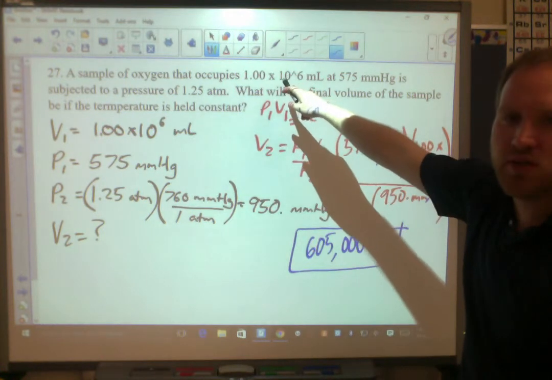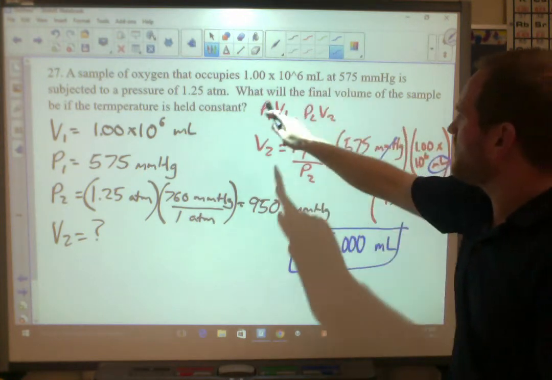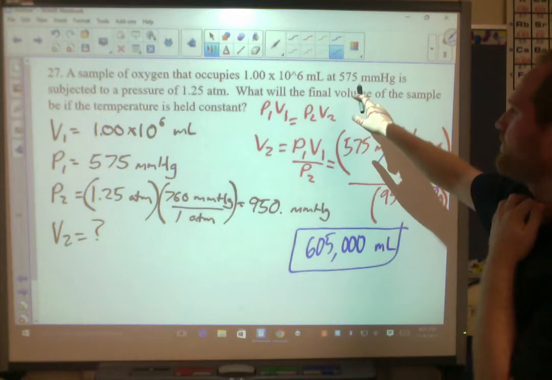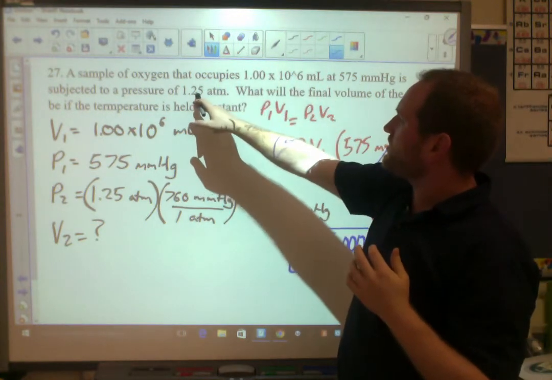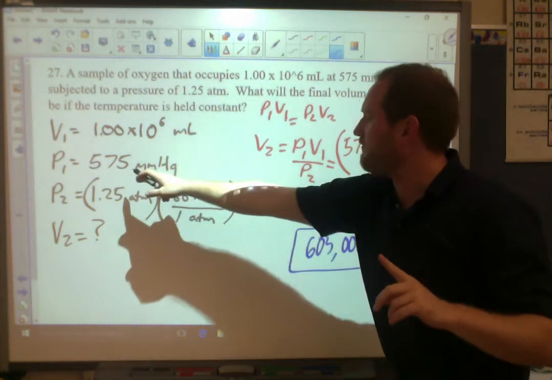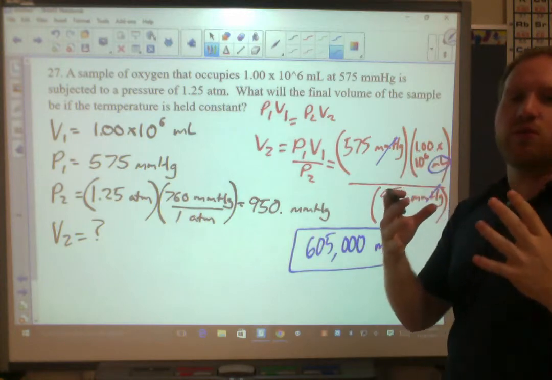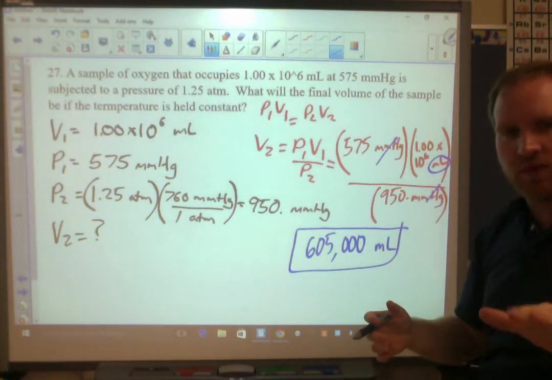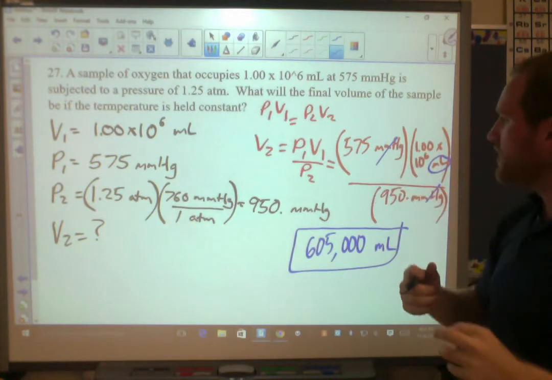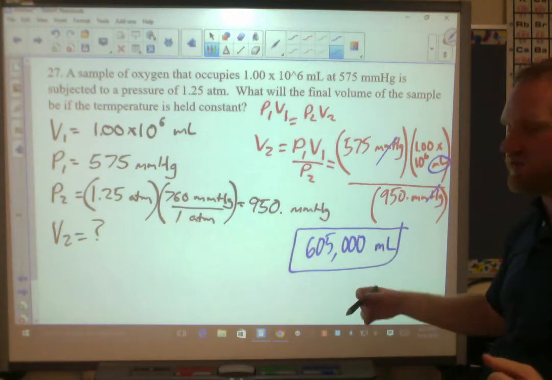Okay? Let's take 15 seconds and see, does this make sense? So it started at 1 million milliliters at 575 mmHg of pressure. It then turned into this pressure, which we worked out to be 950. So it went from 575 to 950, so the pressure went up. What must you do to a gas to make its pressure go up? What must you do to the volume? Well, you have to squeeze that container smaller. So does it make sense that it went from 1 million to 605,000? Yes, it does. We can move on.